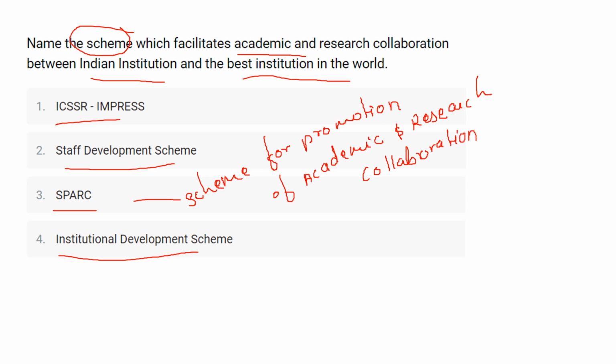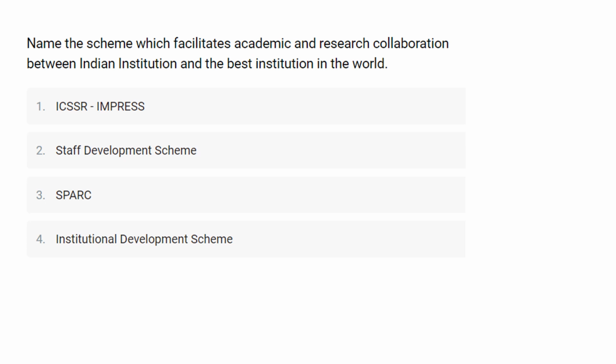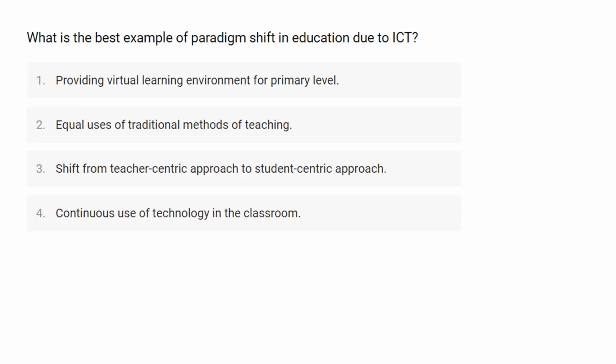It aims at improving the research ecosystem of India's higher educational institutes by facilitating the academic and research collaboration between the Indian institutes and the best institutes in the world. Okay. So here the correct answer for this question will be option number 3, that is Spark is the correct answer.